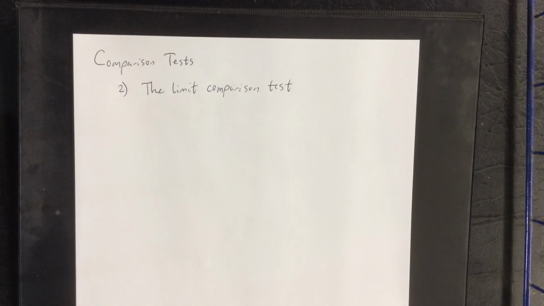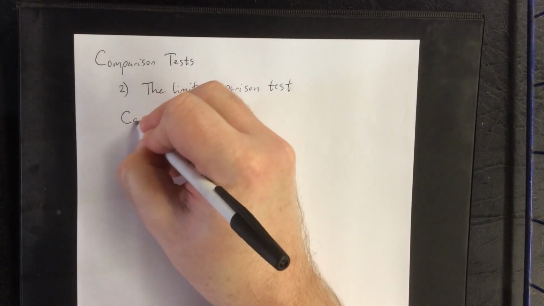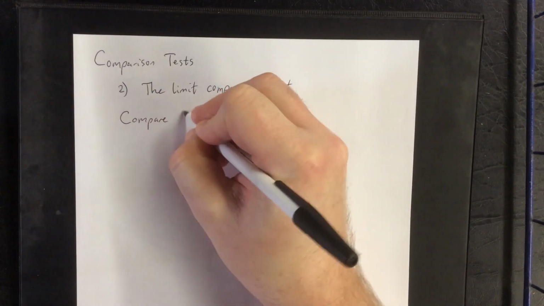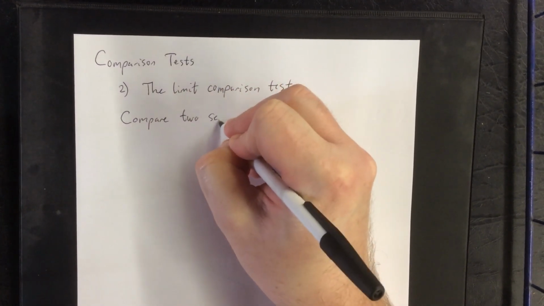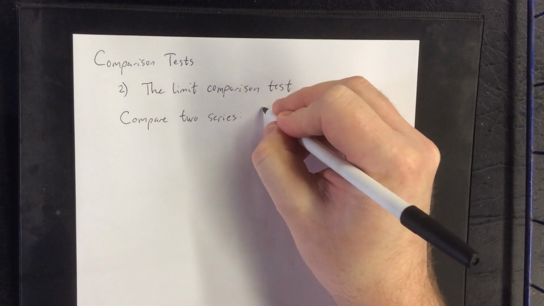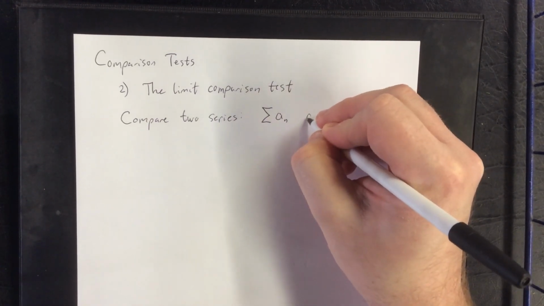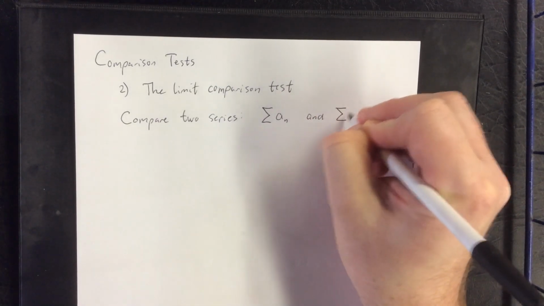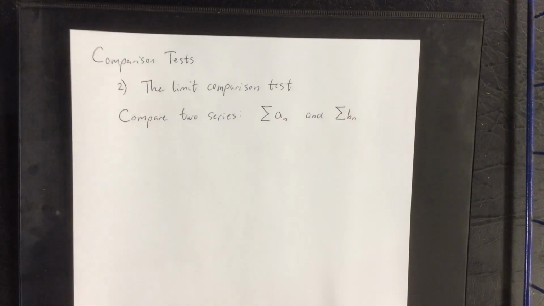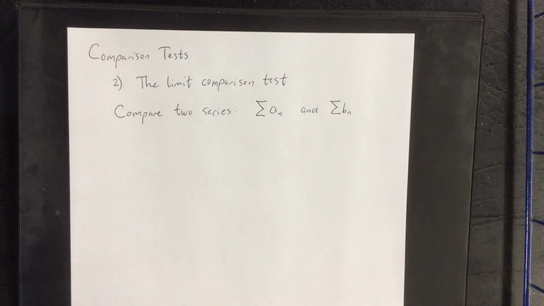The second comparison test that I want to talk about is referred to as the limit comparison test. So once again, we are going to be comparing two series. And for complete lack of creativity, let's refer to them as the sum of a sub n and the sum of b sub n. We are, however, going to remove the stipulation that one of these is greater than the other.